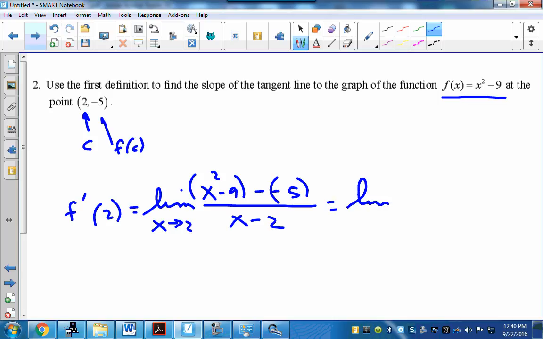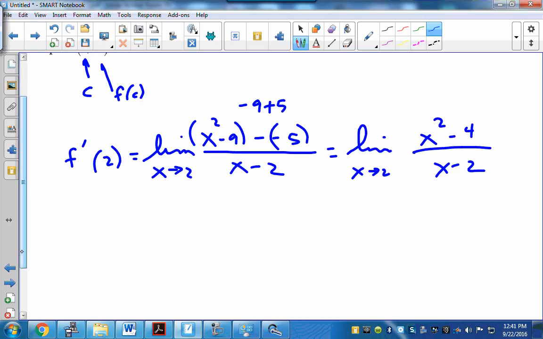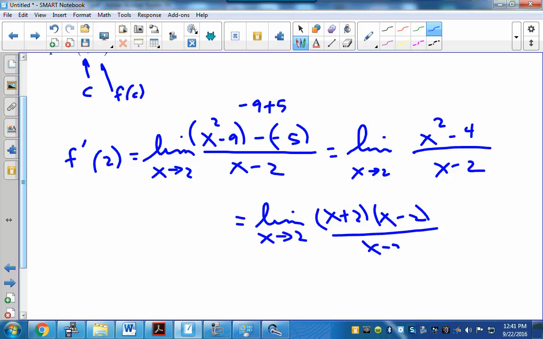This is the limit as x goes to 2. Notice up top we have x squared minus 4, right, because this is minus 9 plus 5. x squared minus 4, this is x minus 2, obviously a difference of squares, factors very quickly. Now, the fact that this was a homework problem, for heaven's sakes, you should have been able to do this in very, very little time. x plus 2, x minus 2, x minus 2, and then cancel, and then substitute 2 plus 2 is 4, and that's the answer. Okay, so the slope of the tangent line is 4.